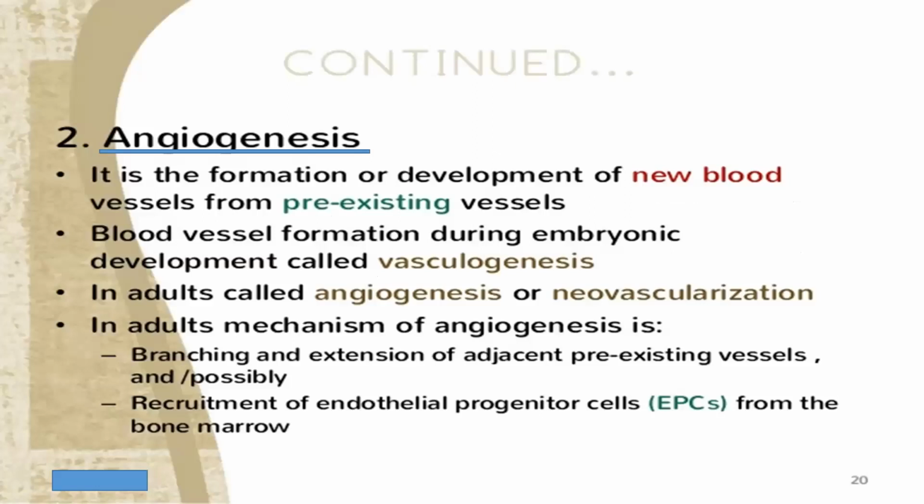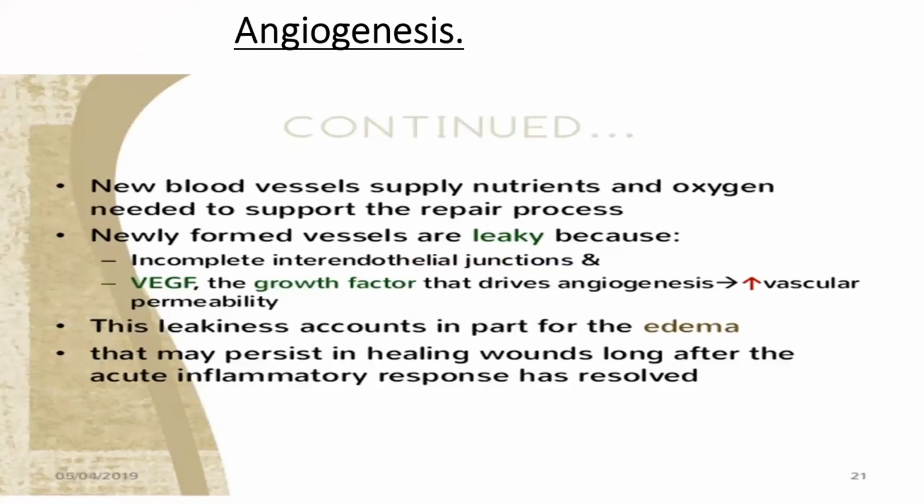The second step in the formation of fibrosis is angiogenesis, that is the development of new vessels. Blood vessel formation during embryonic development is called vasculogenesis. In adults, it is called angiogenesis or neovascularization. In adults, the mechanism of angiogenesis is branching and extension of adjacent pre-existing vessels and possibly the recruitment of endothelial progenitor cells from the bone marrow. New blood vessels supply nutrients and oxygen needed to support the repair process.